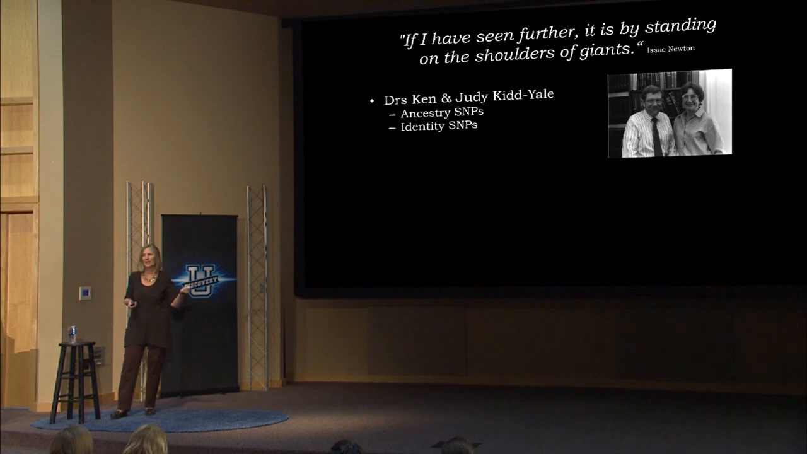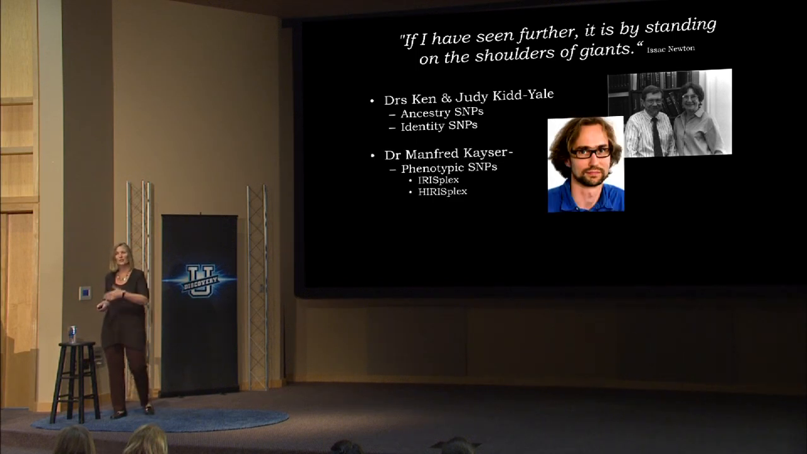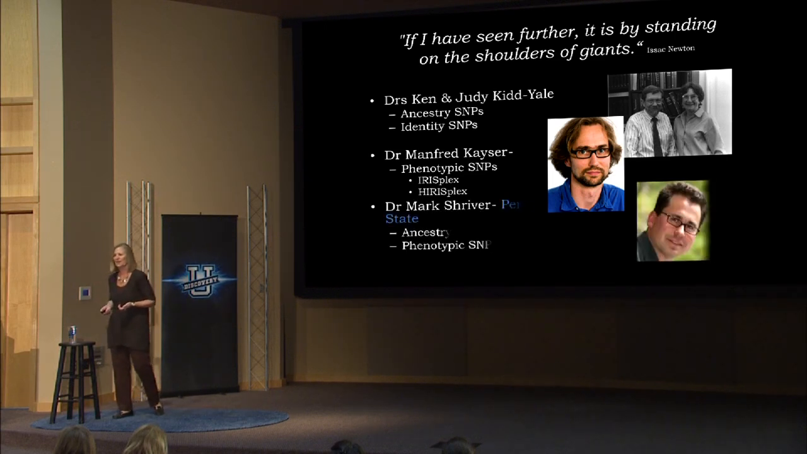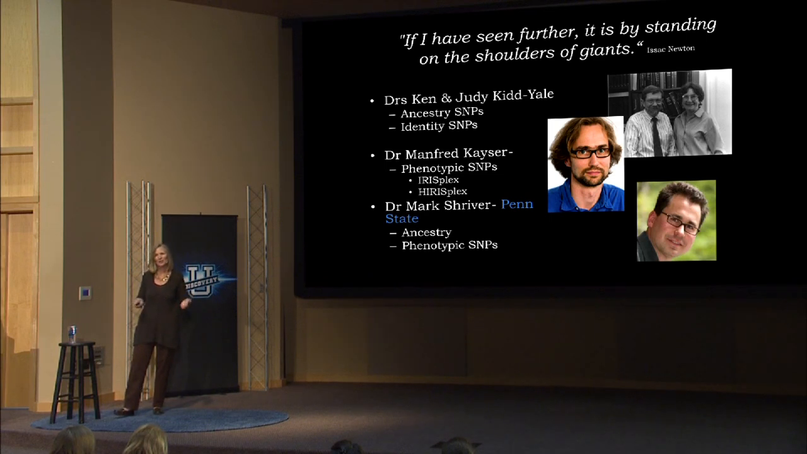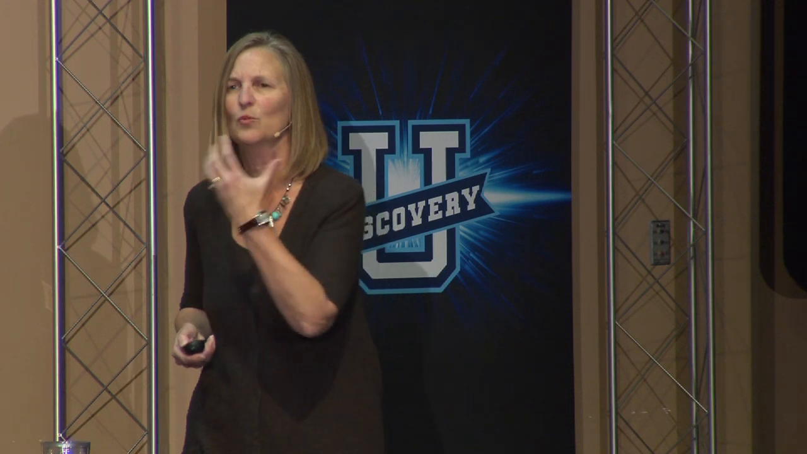For example, Dr. Ken and Judy Kidd at Yale have been looking at SNPs that are indicative of ancestry and identity. Dr. Manfred Kayser, who actually spent some time here at Penn State, is looking at SNPs that give indications of hair color and eye color. And then, of course, Dr. Mark Shriver, who's here in our anthropology department, has also identified SNPs that are informative to ancestry, as well as facial characteristics. He has a huge project going on in which he's capturing 3D facial images and then digging into the DNA to see which regions might be informative of those characteristics.